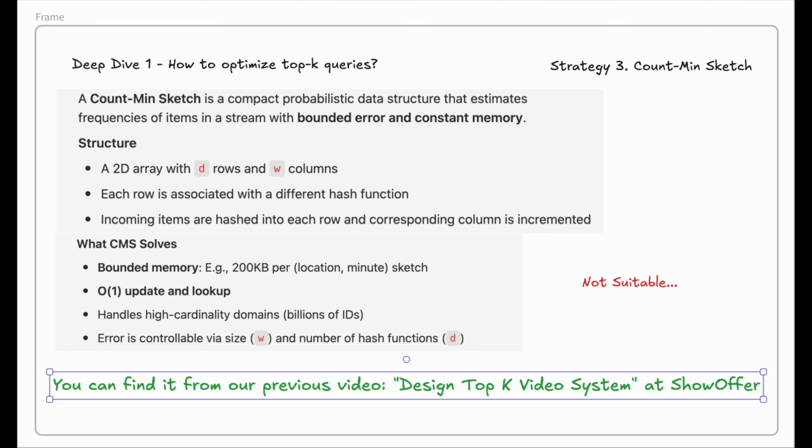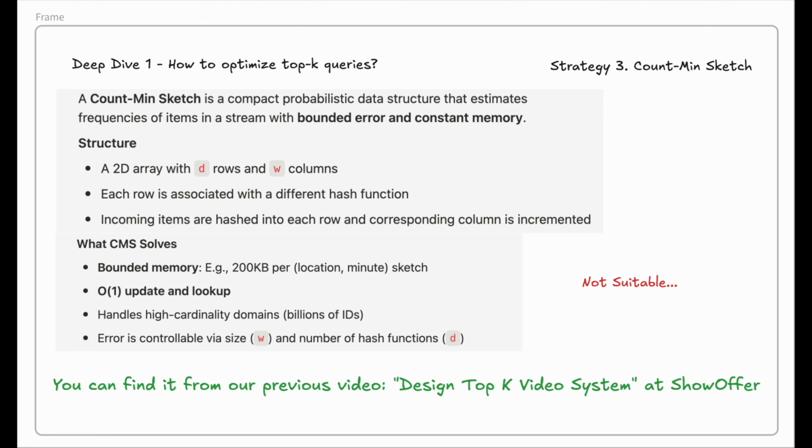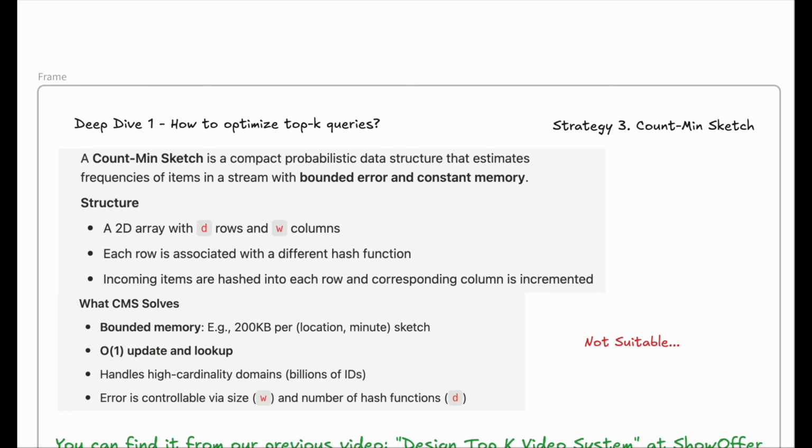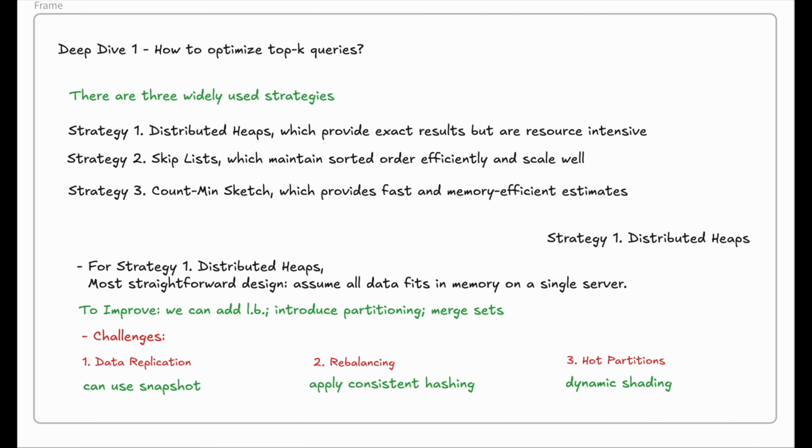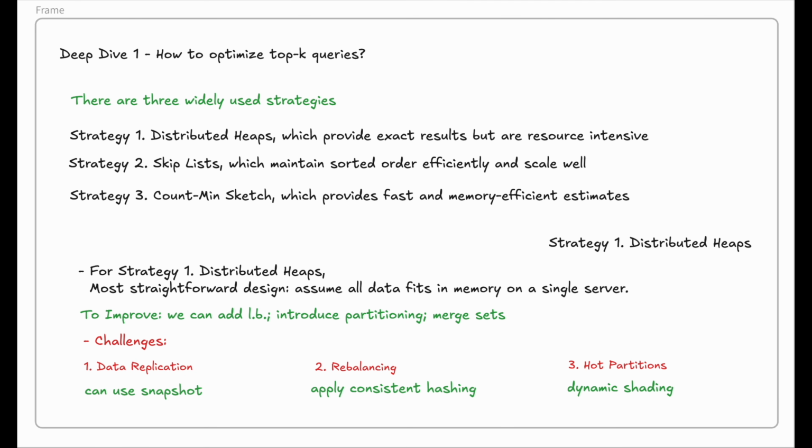To wrap up, if you need exact top K results, distributed heaps and partitioned hash tables are a good starting point, but they require careful handling of replication, rebalancing, and partition hotspots. If you want sorted access with efficient updates and range queries, skip lists are often the best fit, especially for real-time systems that need to be updated and queried frequently. And if you're working with very large-scale data streams where memory is a constraint and rough estimates are acceptable, count-min sketch is the way to go.